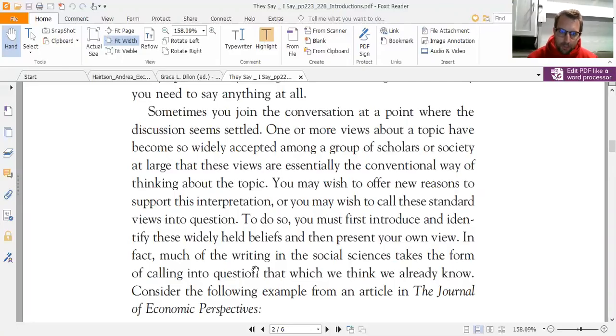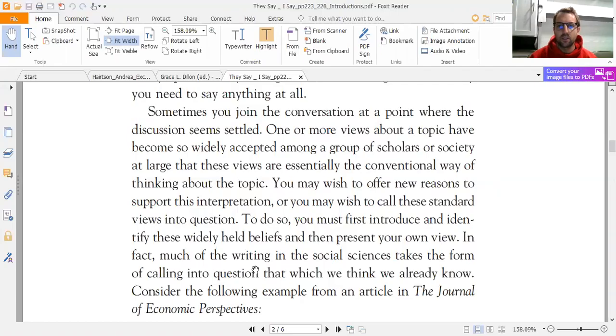And so you're saying, well, essentially, this is how you could think about it, but I think about it this way, right? And that's kind of the they say, I say, right? They say you should think about it this way. I say you should think about it that way, right? And that doesn't mean it has to be different. It's simply through your lens, right?